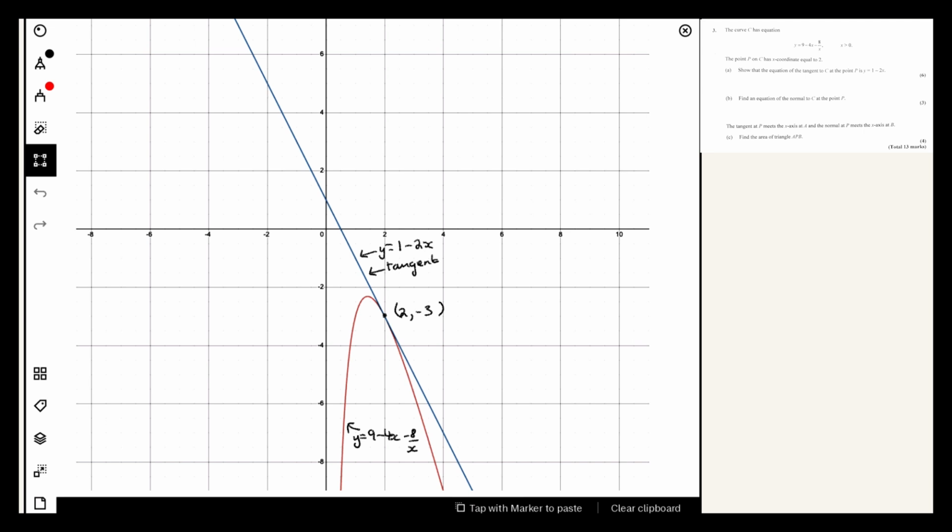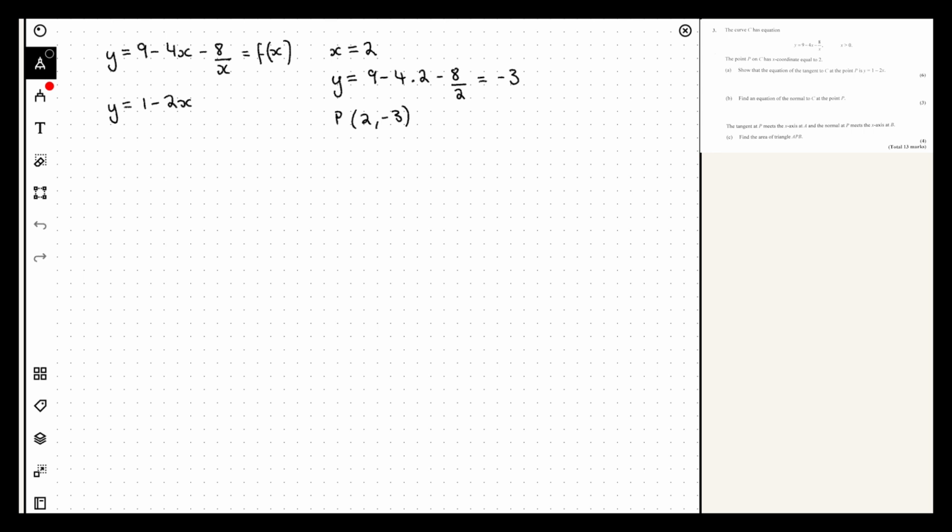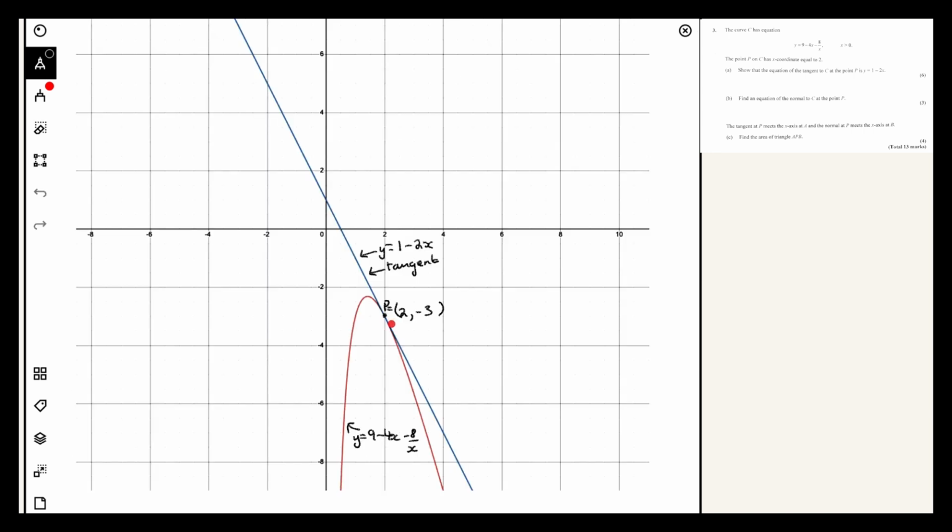And again, looking at my graph, I've got my point P here, which is (2, minus 3). I've got my function in red, and I've got my tangent here, which is what I'm going to show. I also know that the gradient, as I say, at the point P is going to be the same for the tangent and the curve. And I know from my knowledge of derivatives that I can find the gradient function from this original function here. dy by dx would equal my gradient function.